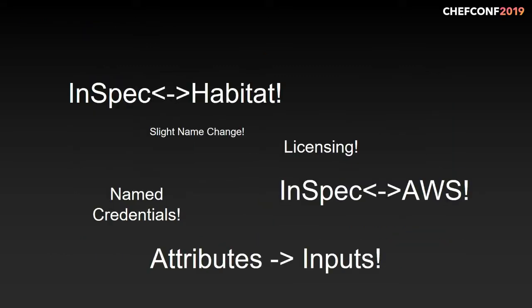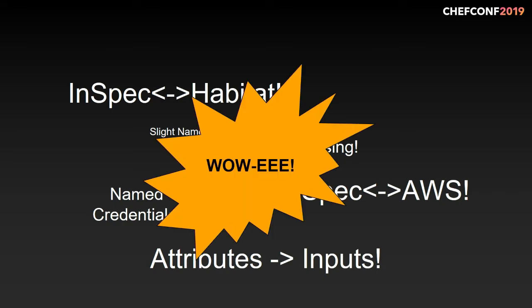All right, so what do we have on the docket? A lot of word salad, right? Name change, licensing, name credentials, all sorts of crazy stuff. Needless to say, there's a lot to go through. We'll go through that, and then we'll take questions at the end.